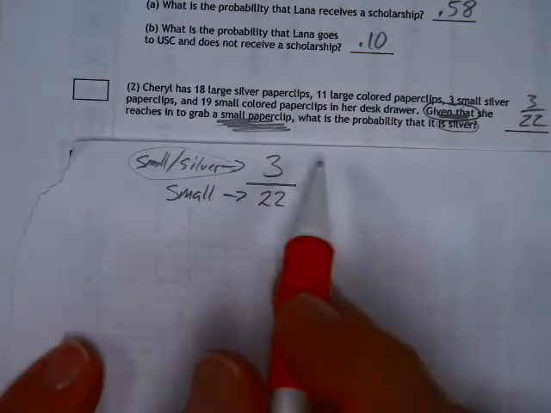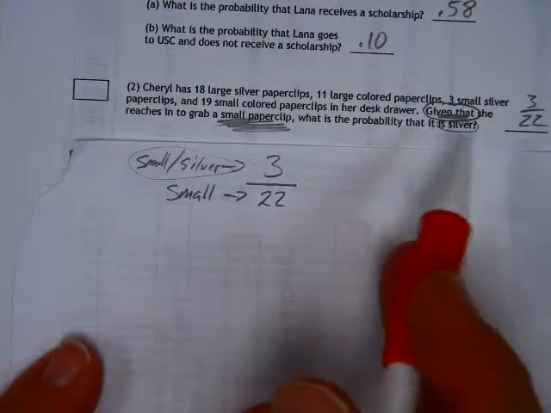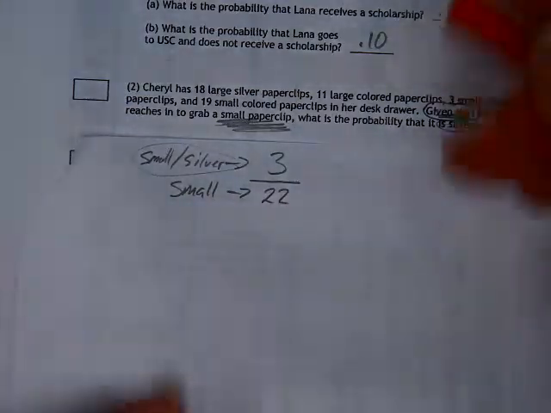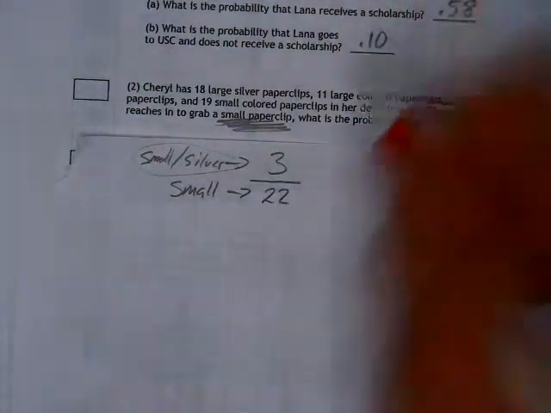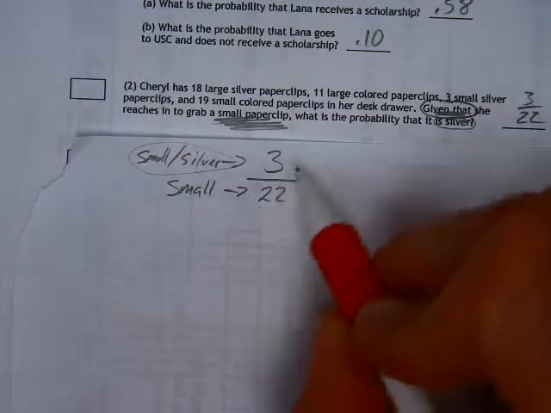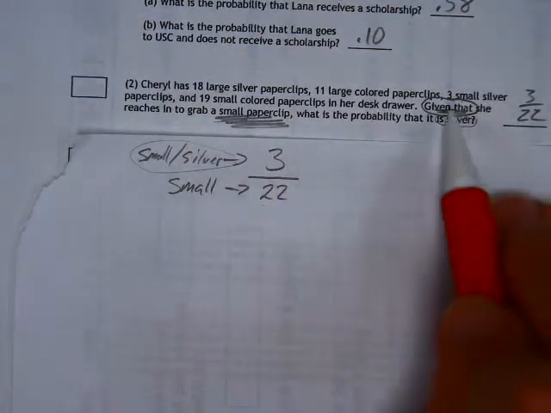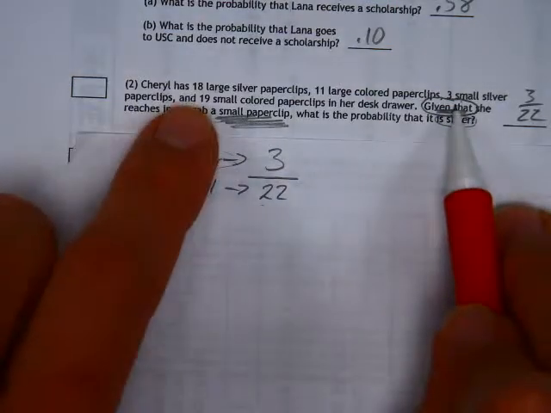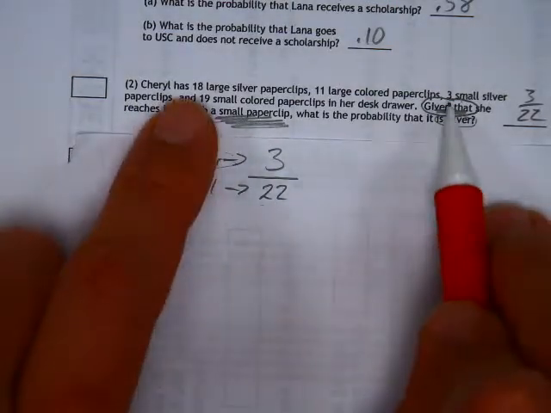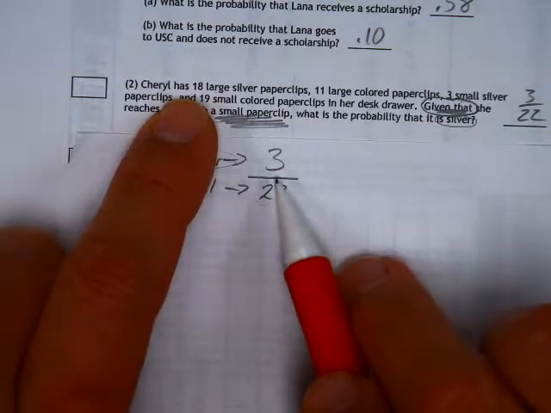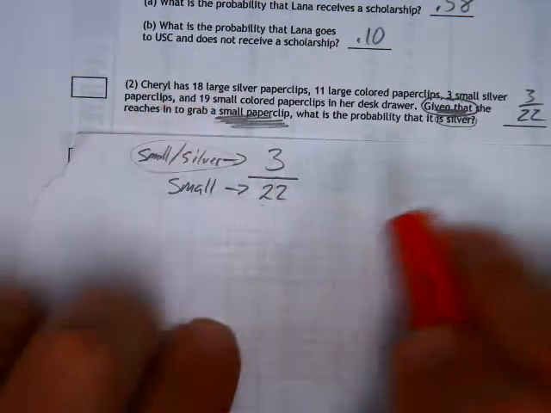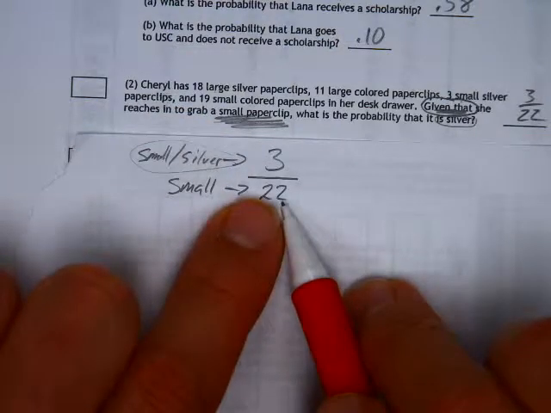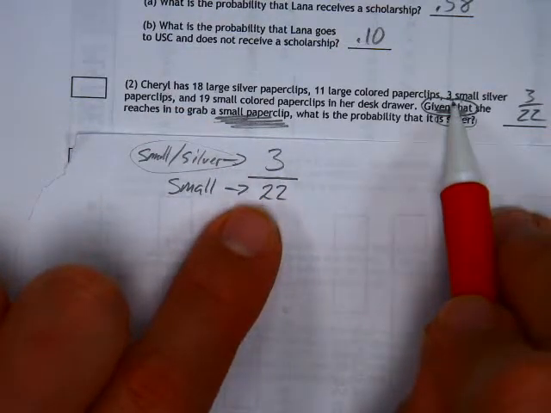So whenever you're given a "given that," or "knowing that," or if I already knew that this was going to be something that I had, that's going to be your denominator. And by the way, in this case it took the 3 and the 19 to give me the 22. If you're adding 2 numbers together to get the denominator, one of those 2 numbers is going to be your numerator. If you know that going in, it's pretty easy. You say, okay, I got the 3 and the 19, that's all the small ones. And of those, how many were silver? Well, only these 3.